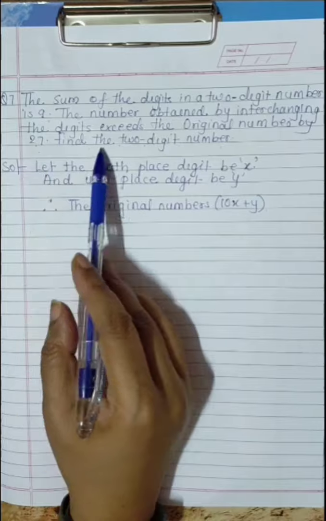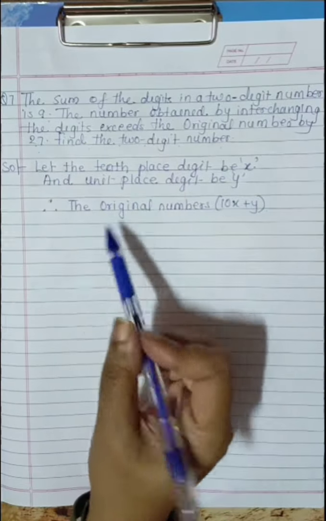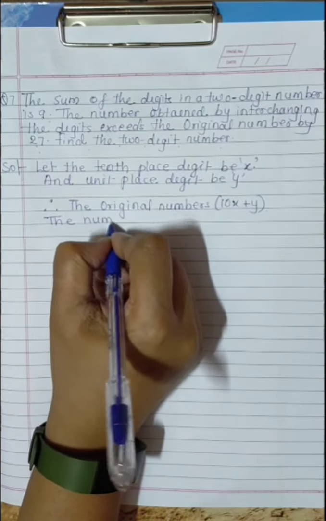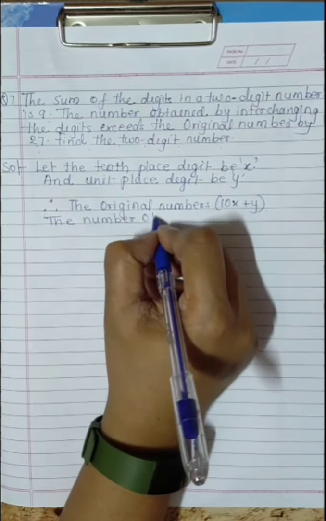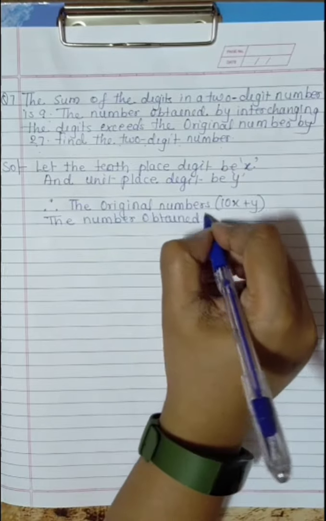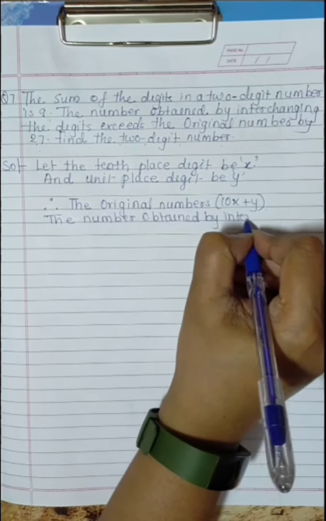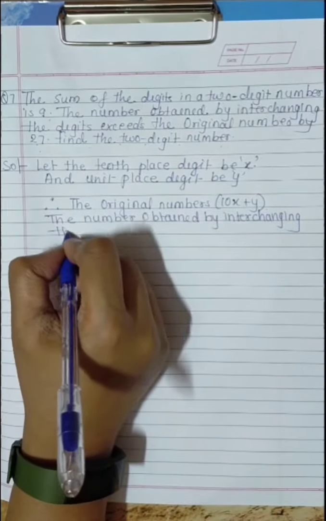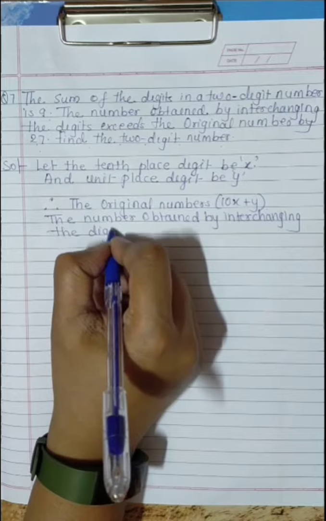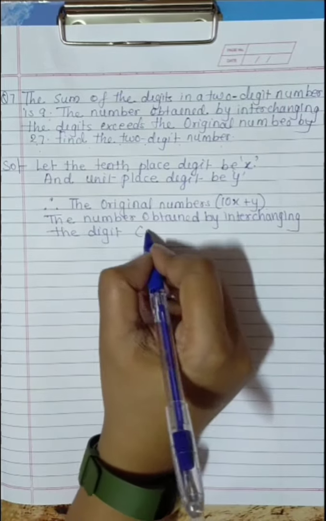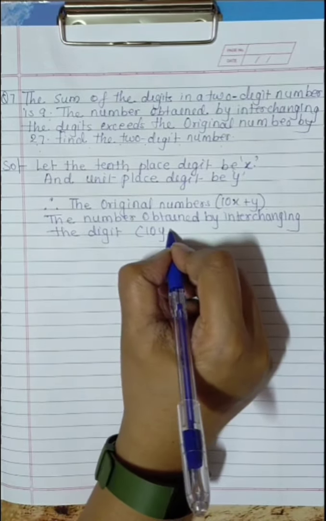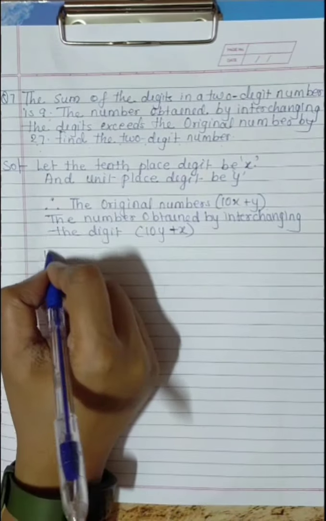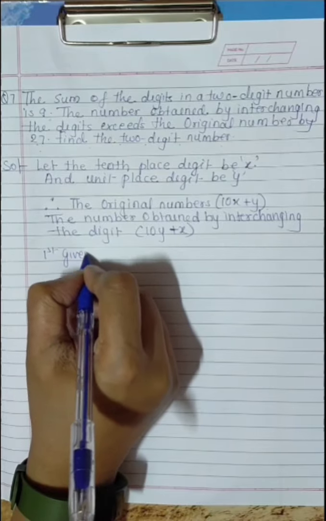The number obtained by interchanging the digits exceeds the original number by 27. Find the 2-digit number. Therefore the number obtained by interchanging the digits is 10y plus x. Now what is the first given condition? The first given condition is given.